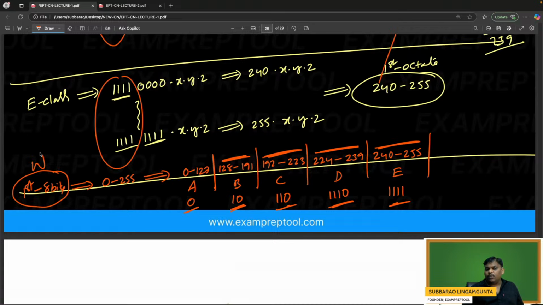Now I will ask a few questions. Please help me. First octet value 25. Which class? Can anyone help me? First octet value 25. Which class?